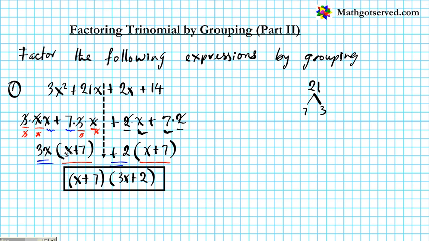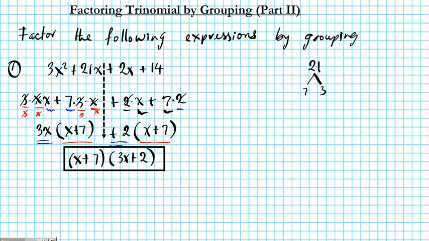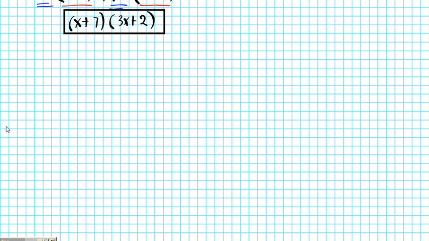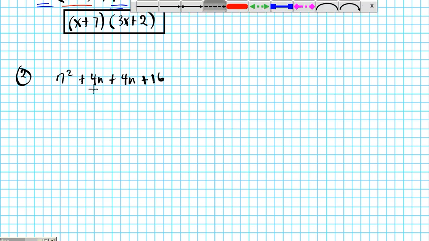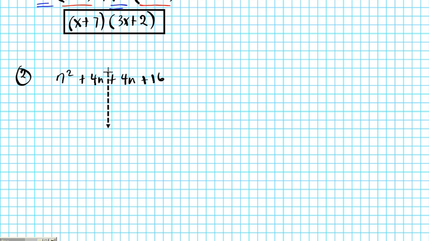Now we're going to try another example. For number 2, write down the following. We're going to factor n squared plus 4n plus 4n plus 16. Since we have 4 terms here, we want to factor by grouping. What we'll do is break it down the center in front of this sign right here, okay?